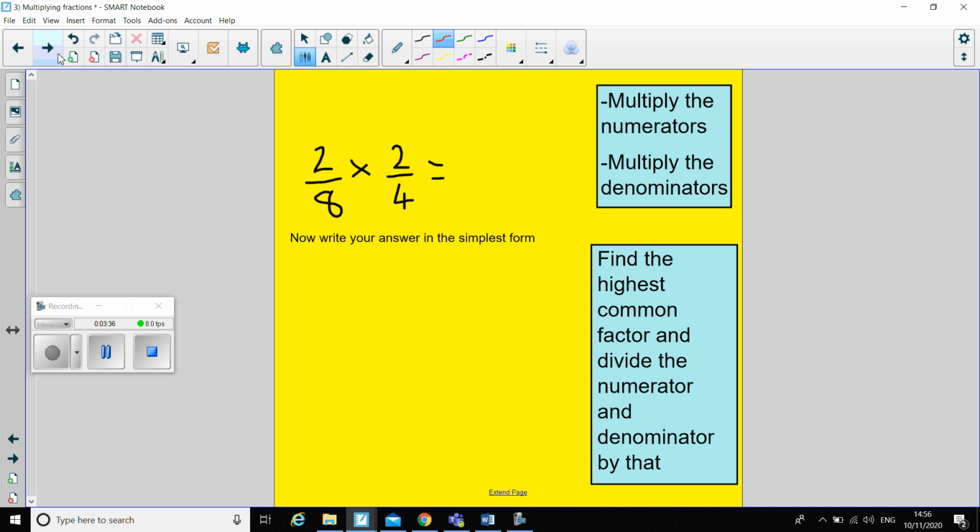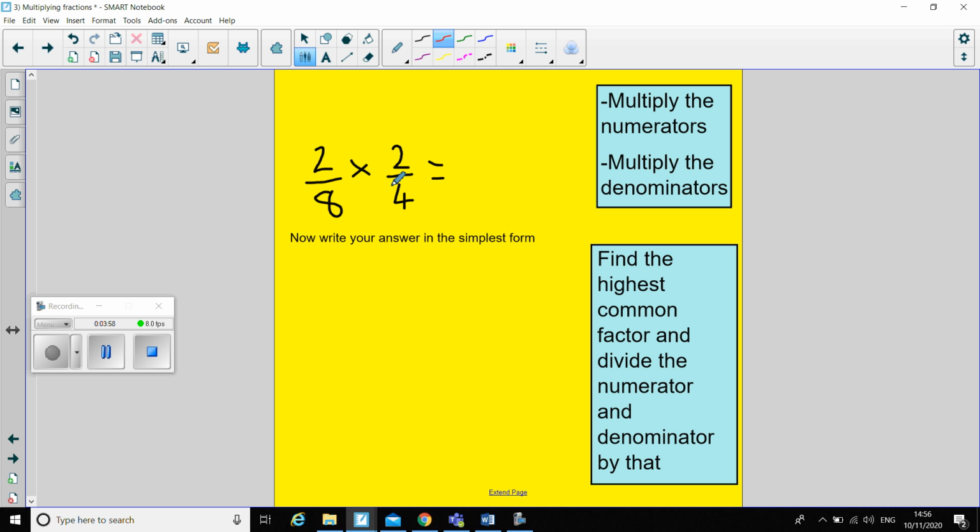Some of the questions that you come across in the maths.co.uk test today ask you to find the answer, but then to write the answer in its simplest form. So I'm just going to talk you through how to do that now, because actually that's a little bit tricky. But finding the answer is exactly the same as what we've just done.